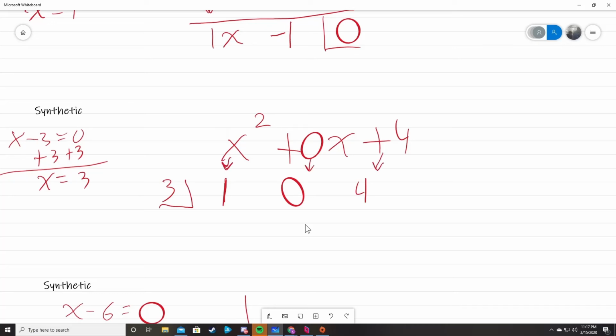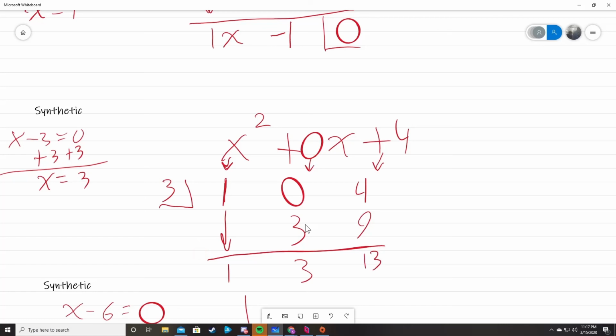Next we're going to put a line underneath, and we're going to drag down our first coefficient. So we got 1. Now we're going to do 1 times 3. 1 times 3 is a 3. We're going to drop this underneath the 0. Now we're going to add these two together. 0 plus 3 is a 3. And then we do this last one. We got 3 times 3, that's 9. And 4 plus 9 is 13.